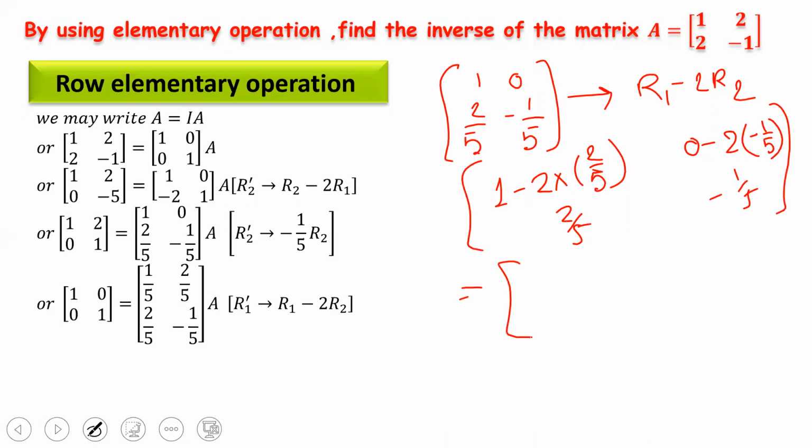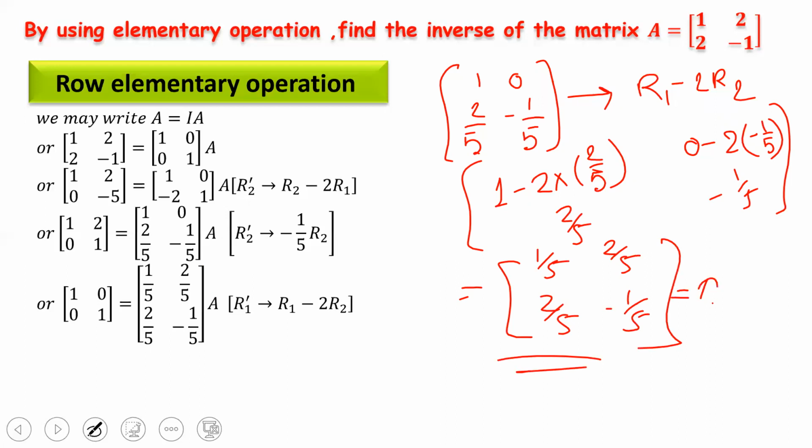So this will be 1 minus 4 upon 5. This is 1 upon 5. Minus 2 into minus 1 upon 5, 2 upon 5. This is 2 upon 5 and minus 1 upon 5. So this is your inverse of A. Clear? How to find this inverse of A?